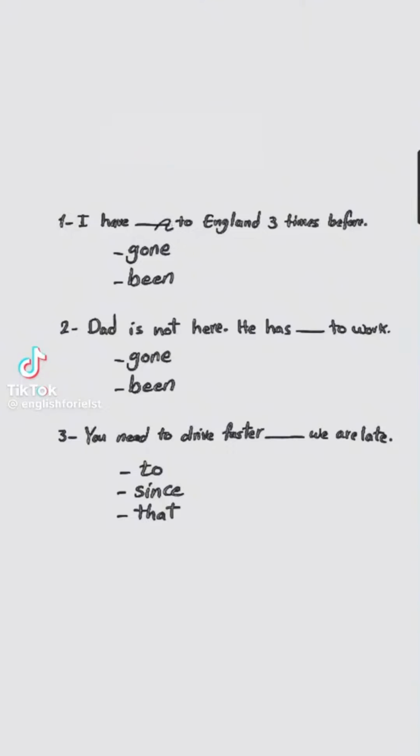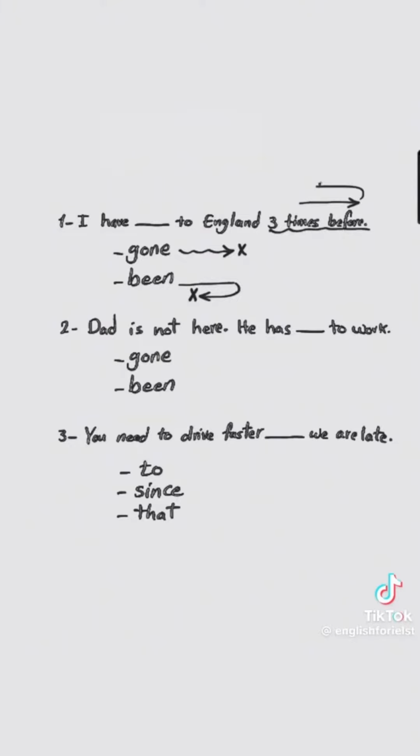I have blank to England 3 times before. Gone or been? We use gone when we go to a place and stay there, but we use been when we go to a place and come back. The key in this sentence is 3 times before, which means I went and came back. So the answer is been. I have been to England 3 times before.